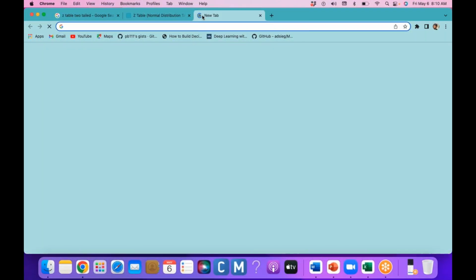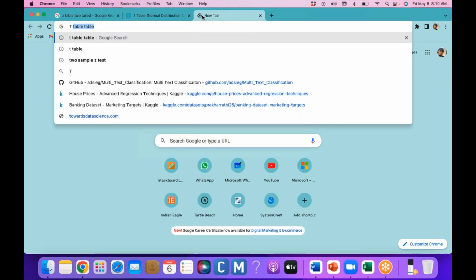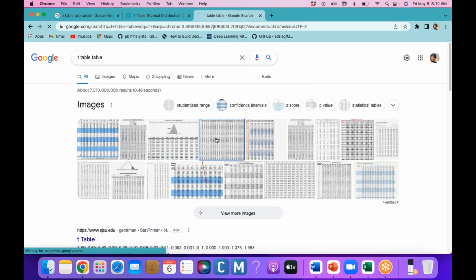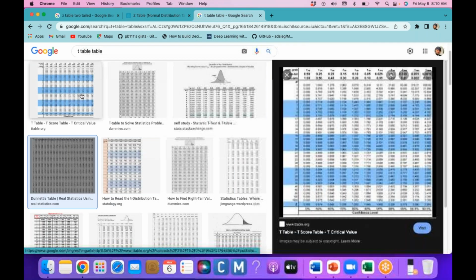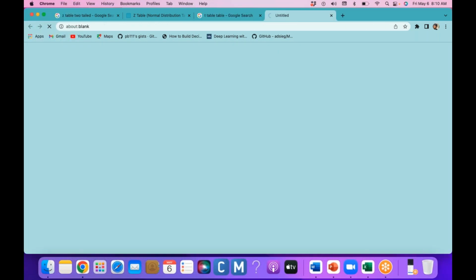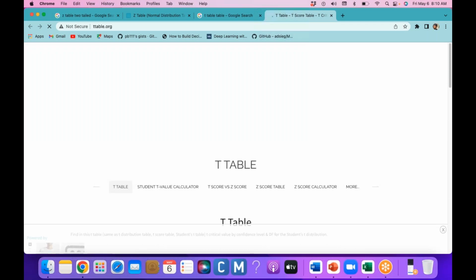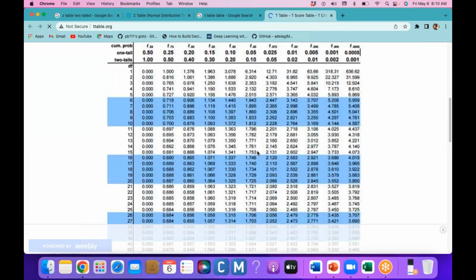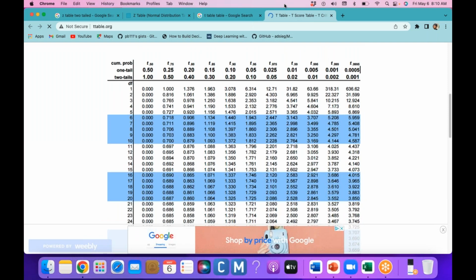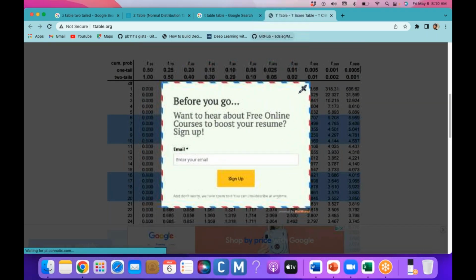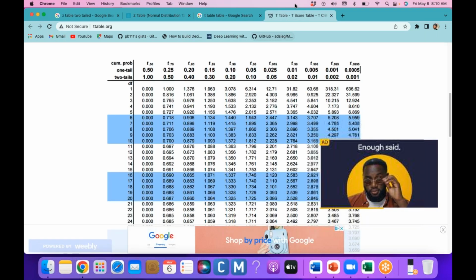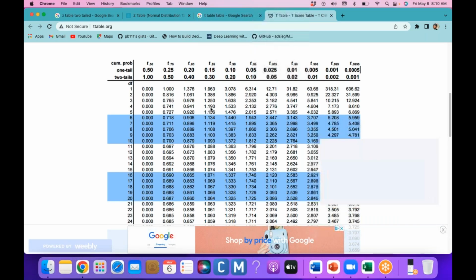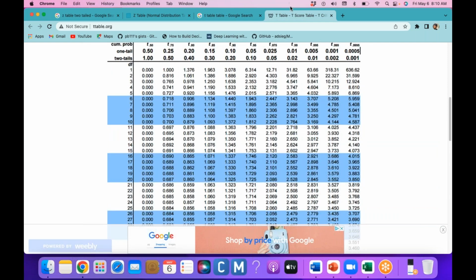So go with the t-table. From the internet we can go with the t-table, and here, tell me what is the degree of freedom? It's 24, right? Yes, the degree of freedom is 24.